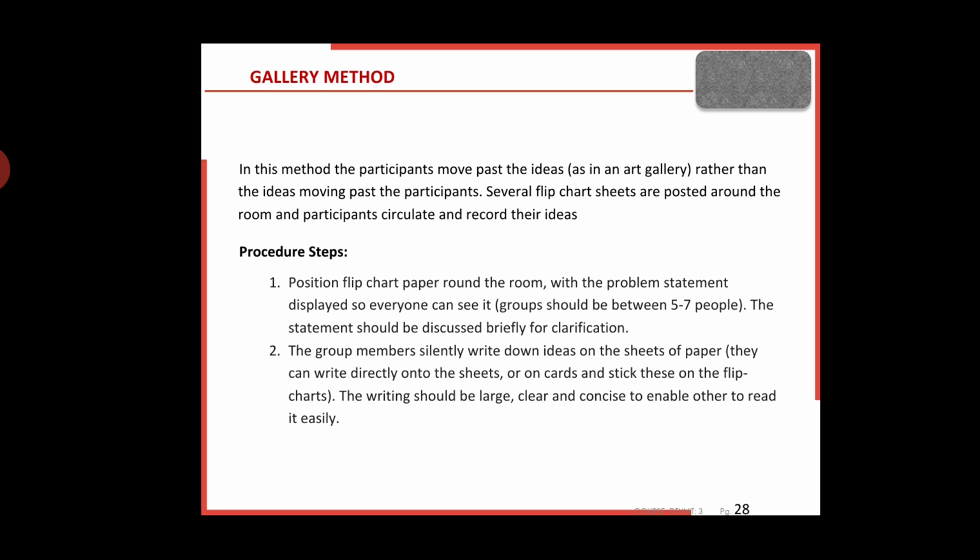Before discussing the gallery method, who developed it, that we see now. The gallery method was developed by Helfrich. What is the intention of this method? In this method the participants, the users, move past the ideas, for example as in an art gallery, rather than the ideas moving past the participants.